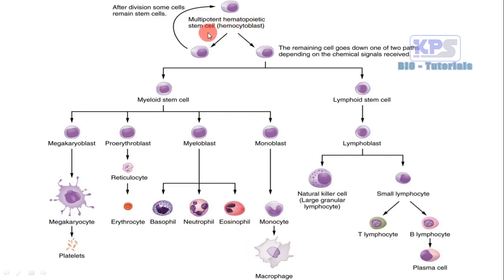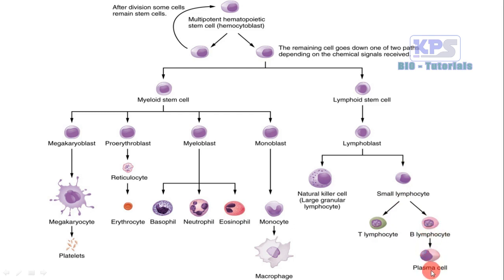And this multipotent hematopoietic stem cell may also develop into another lineage, namely the lymphoid lineage, through a stem cell, namely the lymphoid stem cell. From this lymphoid stem cell, the lymphoblast cells may develop. From lymphoblast cells, natural killer cells or NK cells, as well as small lymphocytes will be produced. And these small lymphocytes may again differentiate into T lymphocytes and B lymphocytes.